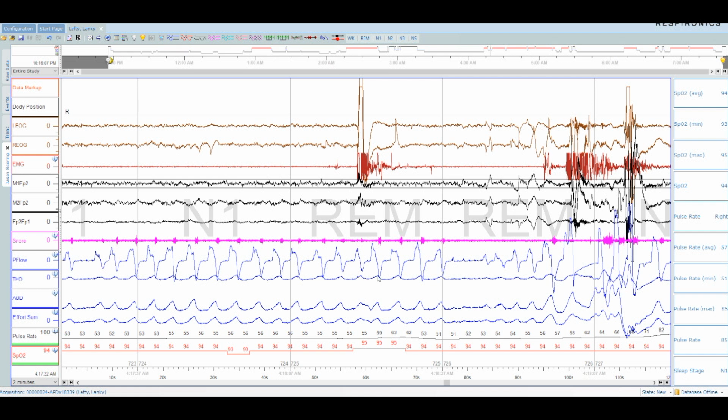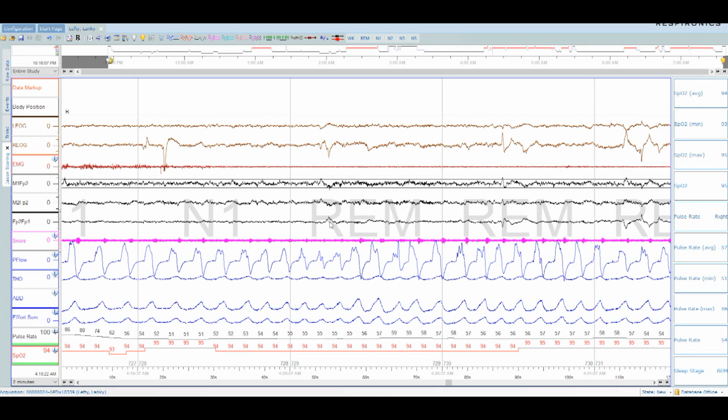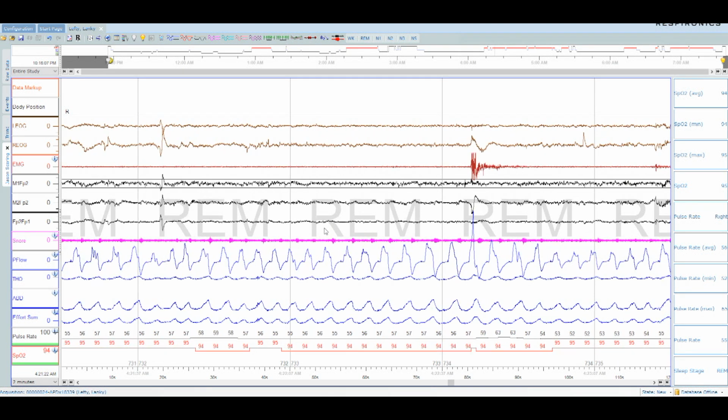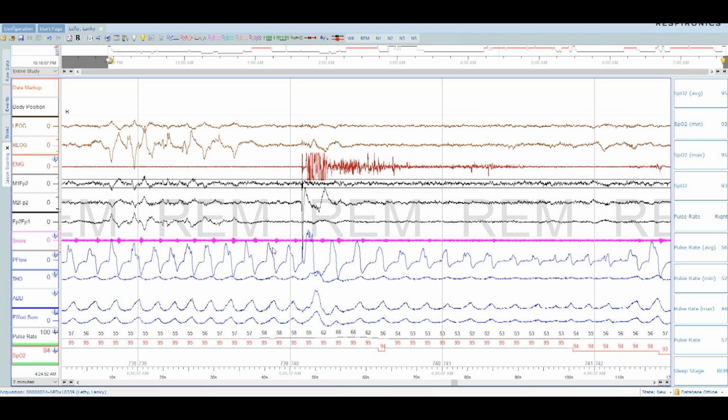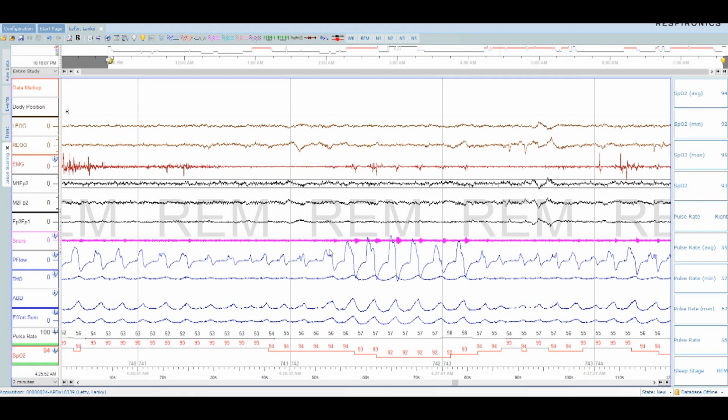Now this one I do think is more of a RIRA. I'm going to call this one a RIRA. That one is probably not, that's not long enough to be an arousal. So we got that RIRA there. On my side in REM. Not enough. We do have an arousal though, it looks like.